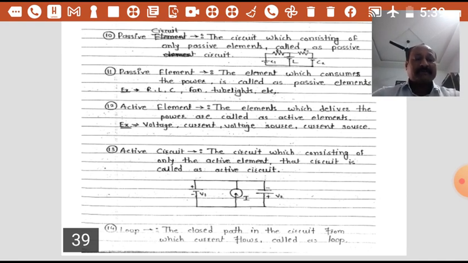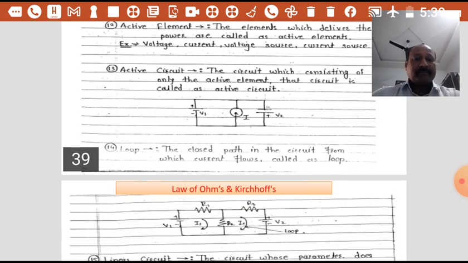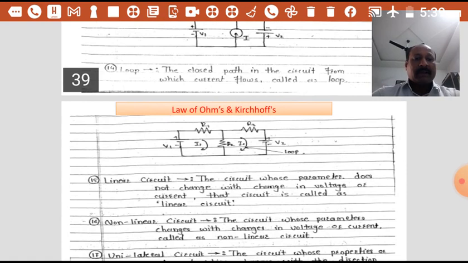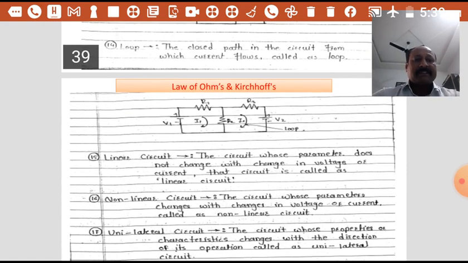Then the next one is nothing but the linear circuit. But before that, see this diagram. This diagram consists of two loops. From the first loop, current I1 is flowing, and from the second loop, I2 is flowing. So a circuit may consist of two loops, sometimes one loop or three loops. So the number of loops equals the number of loop currents. If one loop is there, one current will flow. If two loops are there, two currents will flow. If three loops are there, three currents will flow.